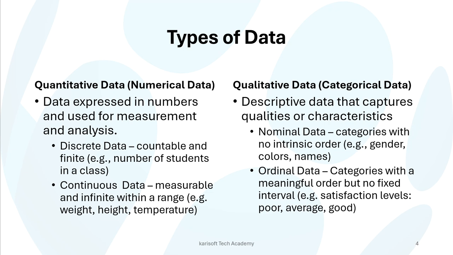The other could be ordinal data, which are categories with a meaningful order but no fixed intervals, like satisfaction level for food. If you go to a restaurant and you are asked to provide a survey, are you 5, meaning you are highly satisfied or extremely satisfied? 1 meaning that you are extremely unsatisfied, and so on like that. So you could have categories with a meaningful order but no fixed interval. So that's an example of ordinal data.